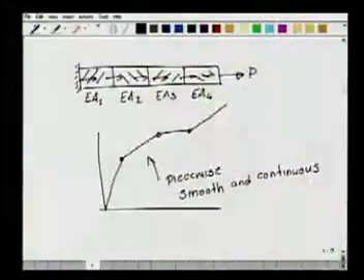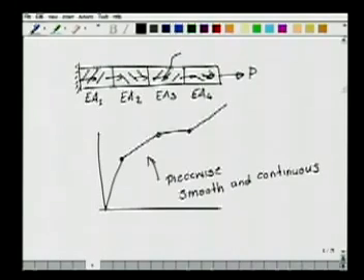Now I could have also put some distributed load, no problem, on the structure. That is not going to change the nature of the solution. That is, at these points of transition of the material or the points where the concentrated loads are applied, we will have a change in slope that is inherent. Okay.